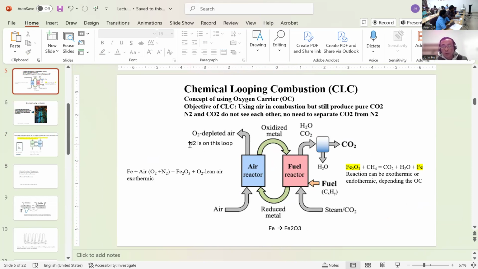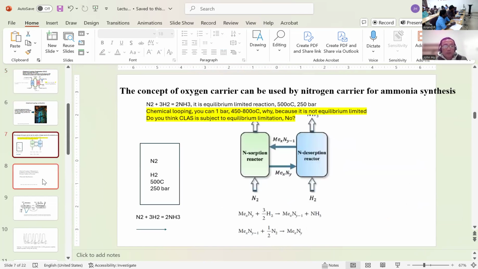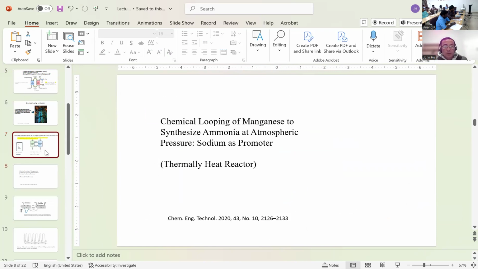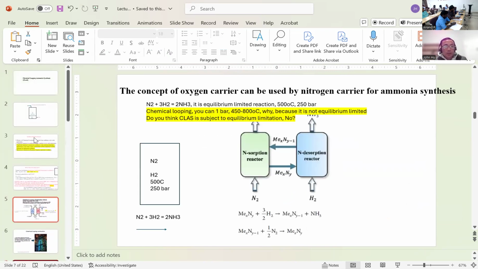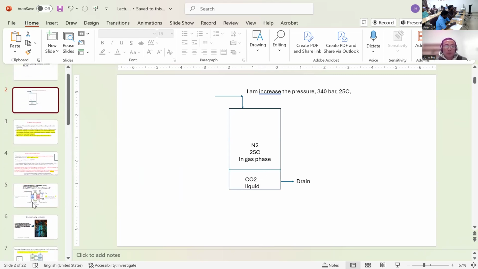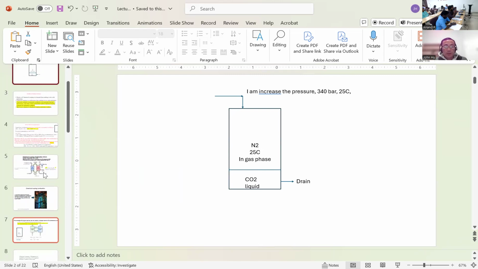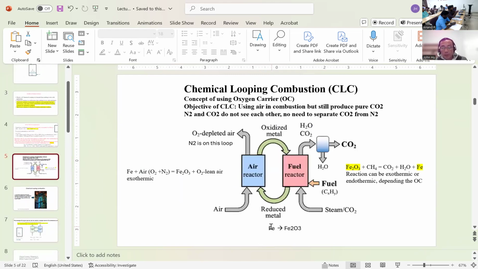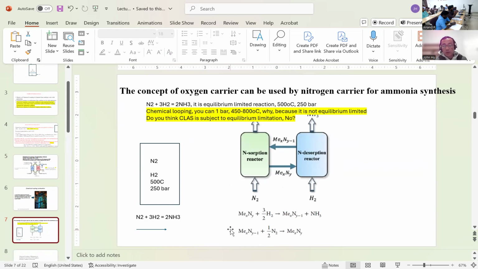Remember we did the exercise. If you have nitrogen and CO2 see each other, you'll be in trouble. All right. So now they don't see each other. Let me go back. If you have nitrogen and hydrogen see each other, you cannot separate unless you go to 340 bars. Now the similar idea here: you have this oxygen carrier, now I have a nitrogen carrier.